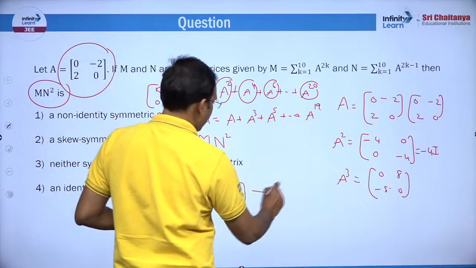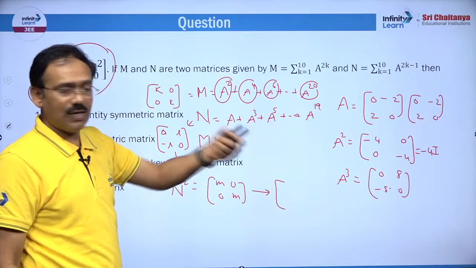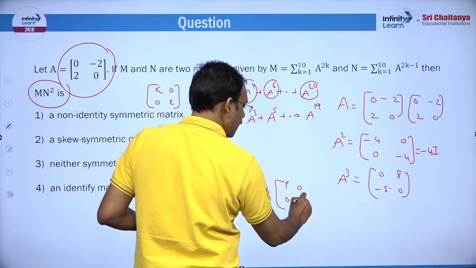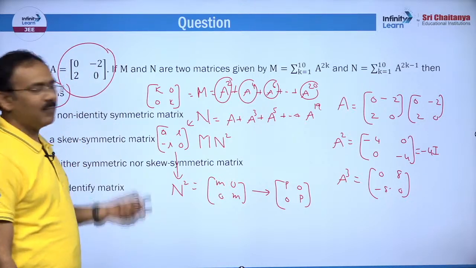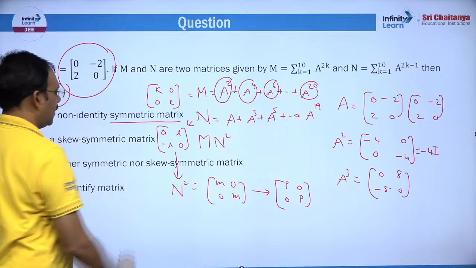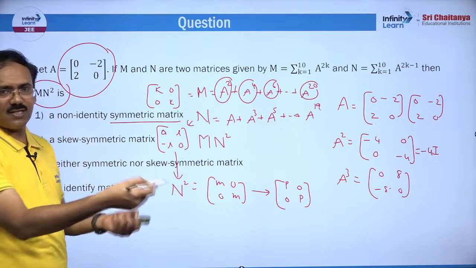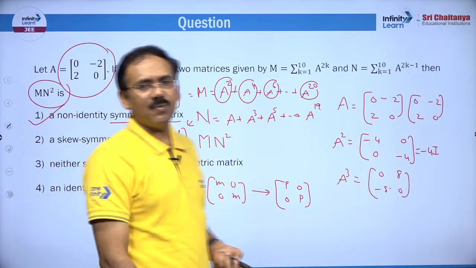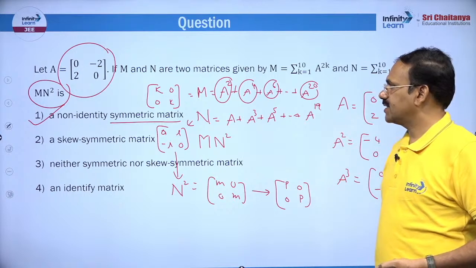Finally MN square will be some number, you will not get 0 every time, 2 minus 4 16 like that, you will get P 0 0 P, where P cannot be 0, right. So, from this the final product MN square is going to be a symmetric matrix undoubtedly and a non-identity. You can just observe A square, A power 4 and odd powers, you will get a non-identity symmetric matrix as the answer. Okay, dear students.